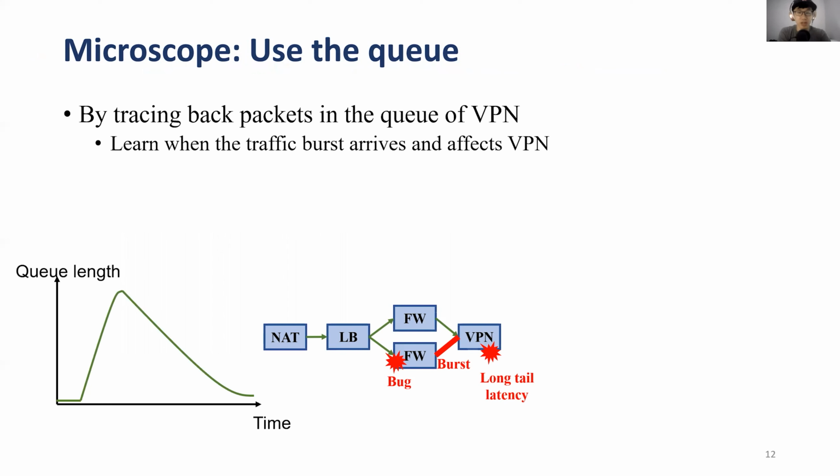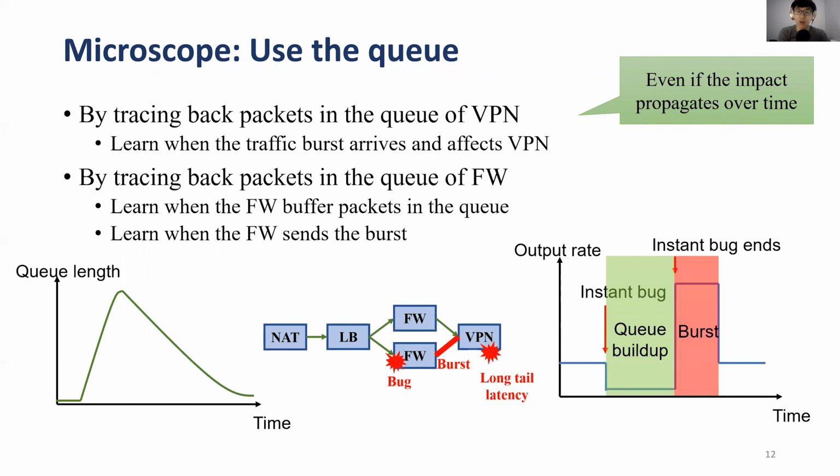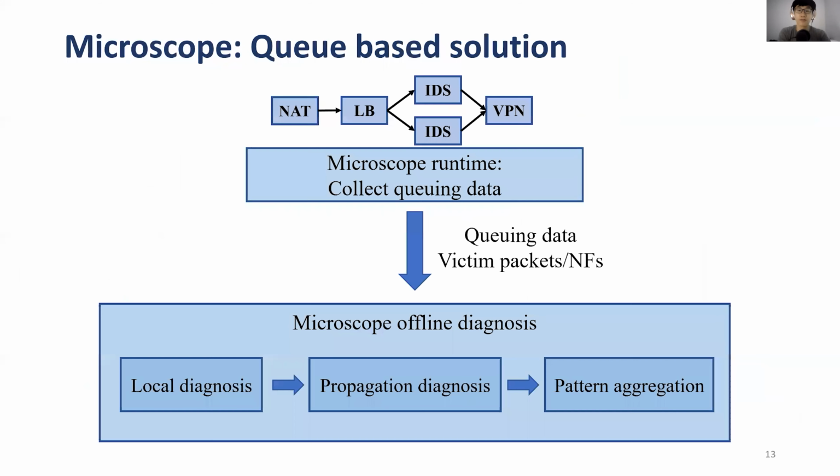In the above example, by tracing back packets in the queue of VPN, we can learn when the traffic burst arrives and affects VPN, even if the impact propagates over time. Also, by tracing back packets in the queue of the firewall, we can learn when the firewall buffers packets in the queue and when the firewall sends the burst. Therefore, we can learn the impact propagation even if it is across different network functions.